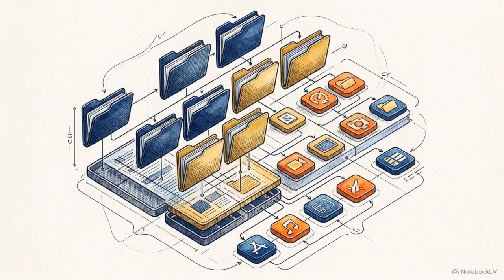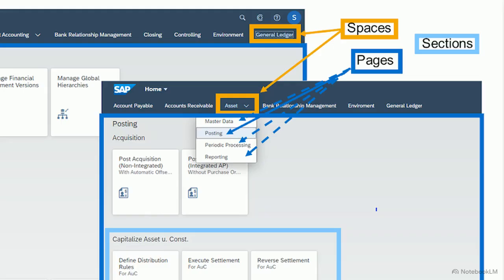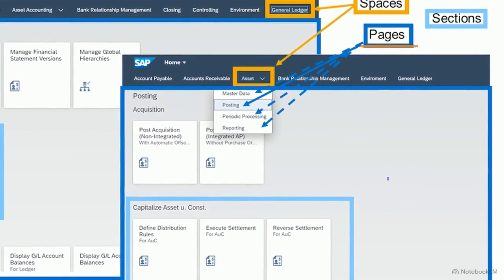To prevent this interface from becoming cluttered, Fiori employs a specific organizational taxonomy. The system uses strict hierarchical assignments that are tied directly to an individual's specific business role. At the top level are spaces. For example, a user in finance sees a general ledger space tailored to their professional responsibilities. Each space is divided into pages.